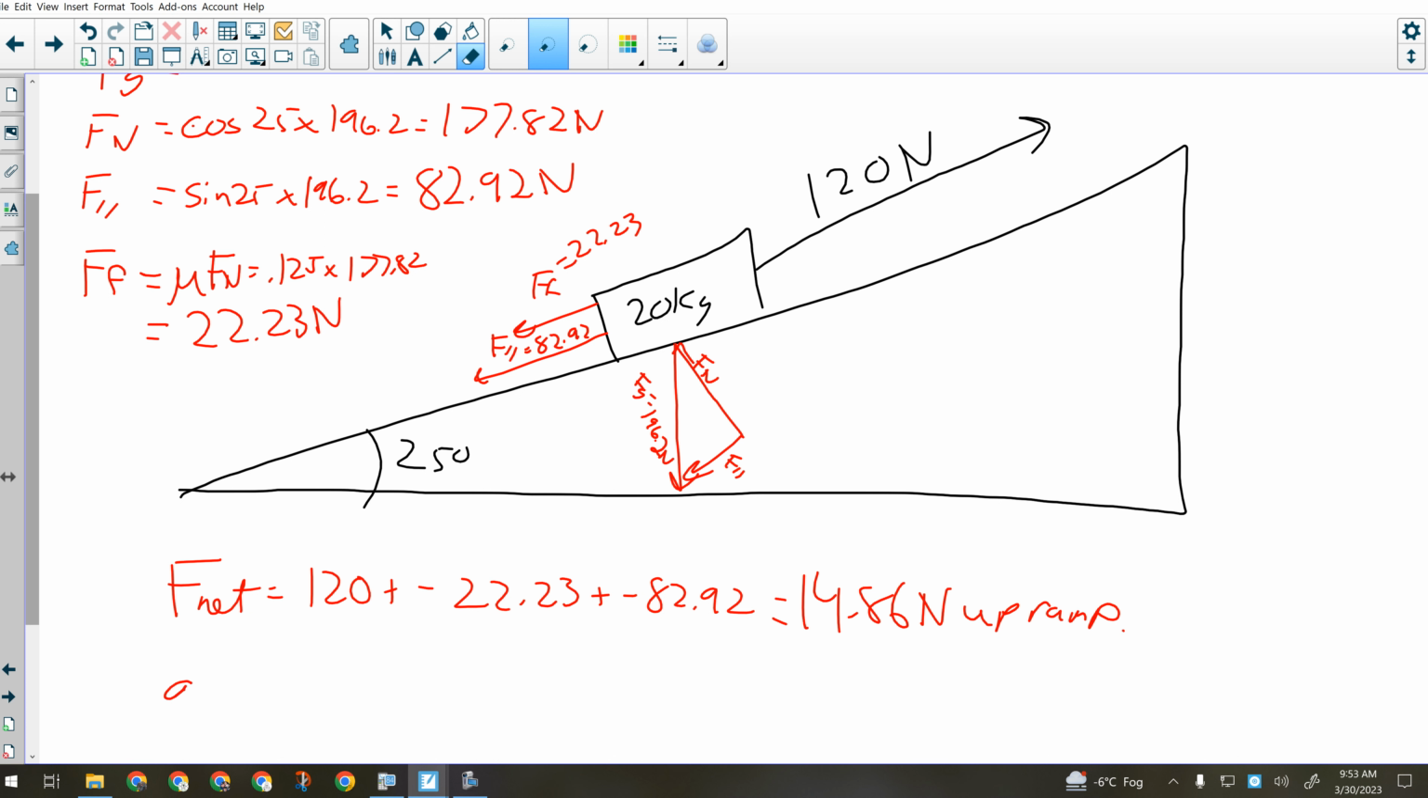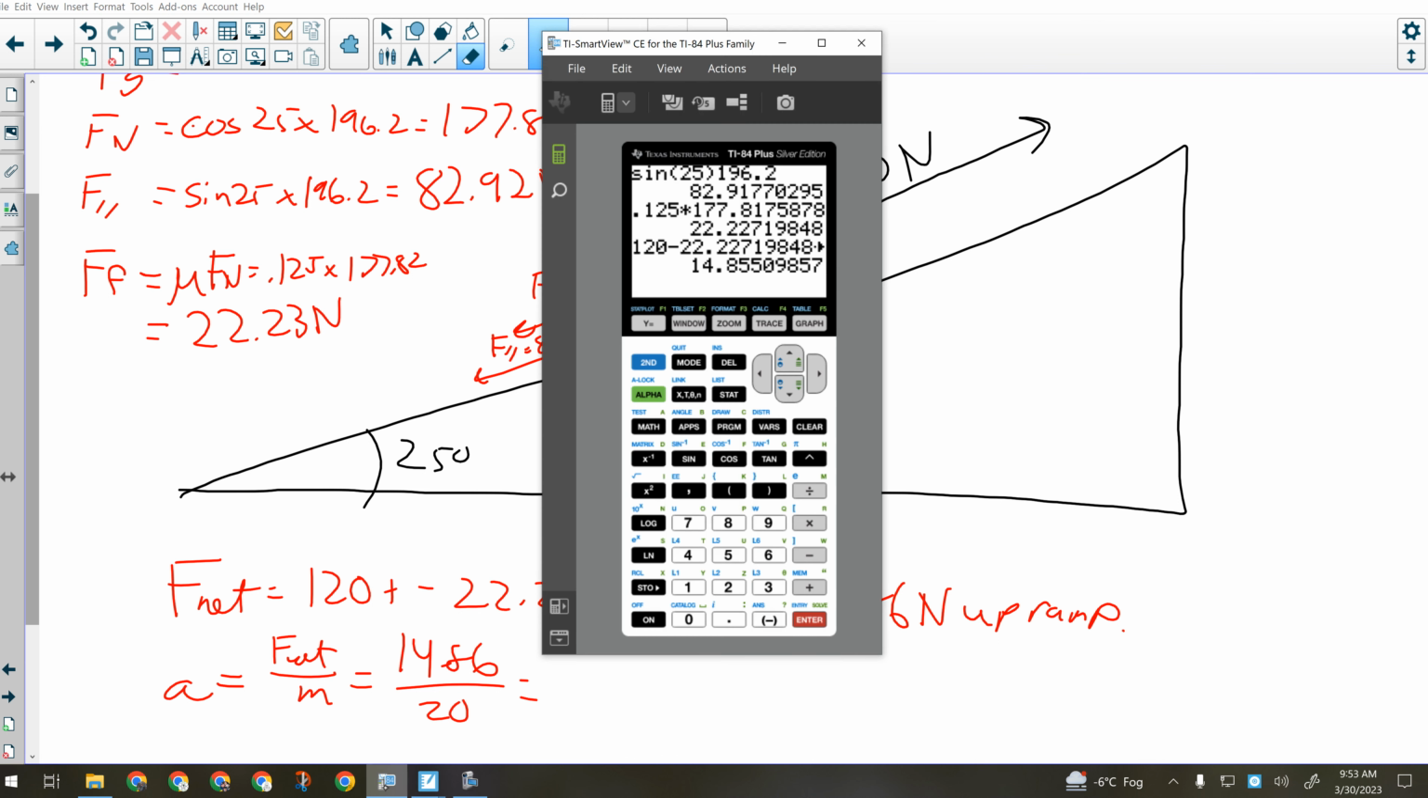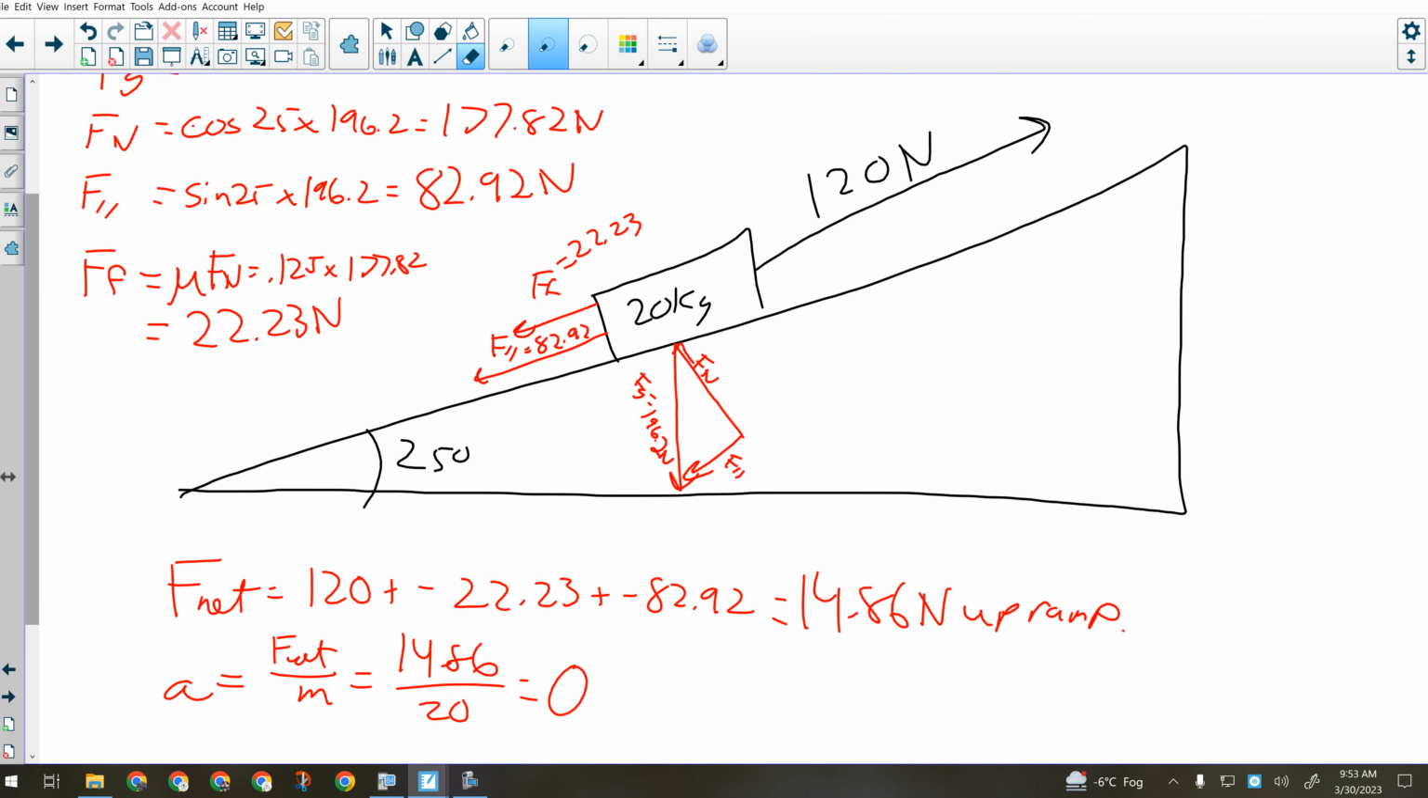Can I calculate the acceleration of the box now? F net over m, so 14.86 divided by 20. I've got an acceleration of, to two significant digits, 0.74 meters per second squared up the ramp.